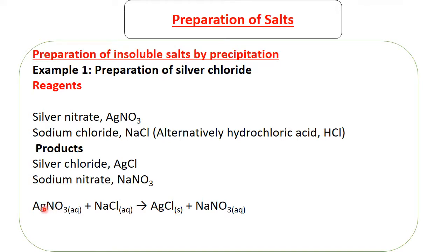So the end product, of course, is going to be silver combined with chlorine and sodium combined with nitrate. So we're going to have silver chloride and sodium nitrate as the product. Silver chloride, of course, is insoluble.